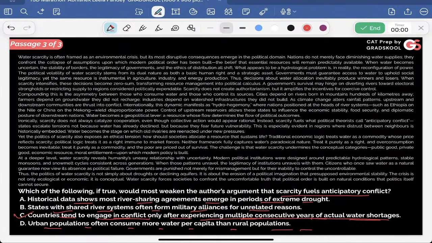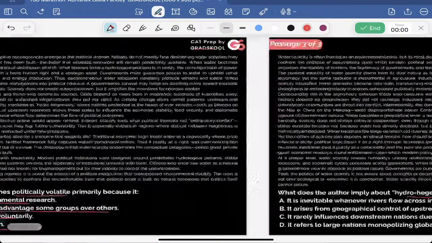So that means it is not anticipatory. What is anticipation? That if something happens, we'll prepare for it. But here, the thing has happened. That is what goes against the entire argument. Is that clear? This is C. Okay, let's go ahead.